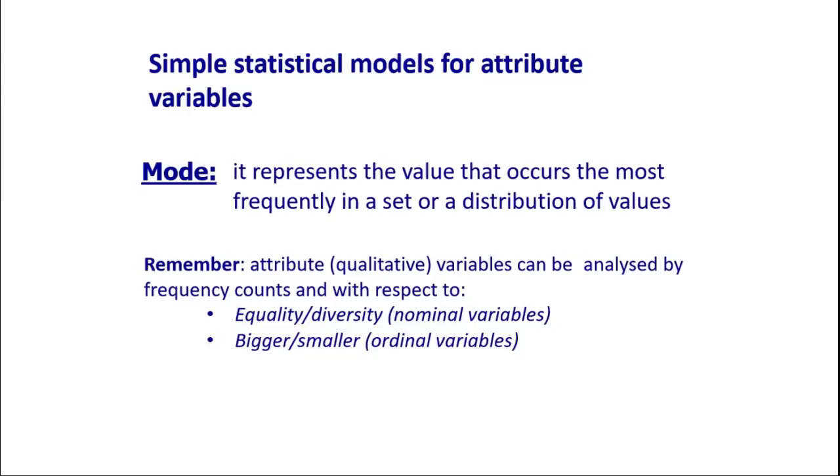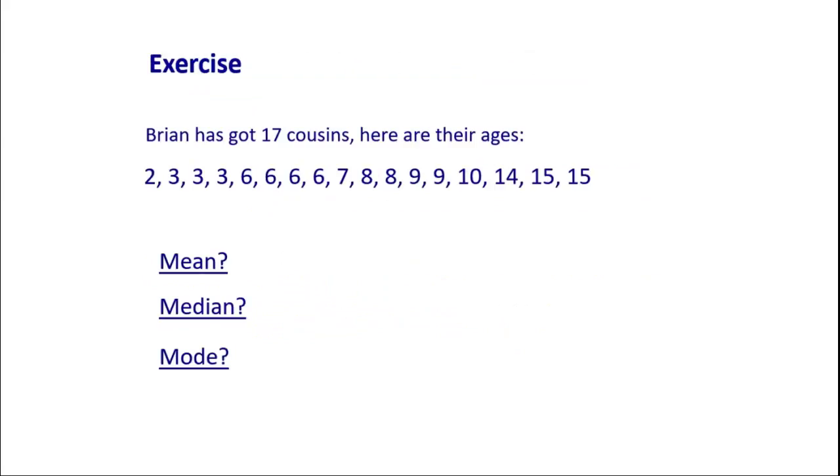Okay, so if you're doing a survey of the different colours of cars in the car park, you may find that red is the most popular car. So the mode of colour of car in the car park is red. So these are simple exercises for you to do. So Brian's got 17 cousins. Here are their ages. And I've been very kind. I've actually given them to you in order.